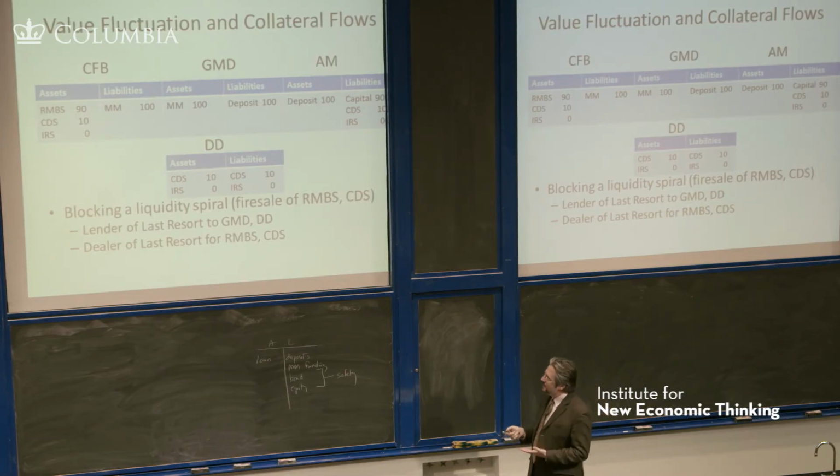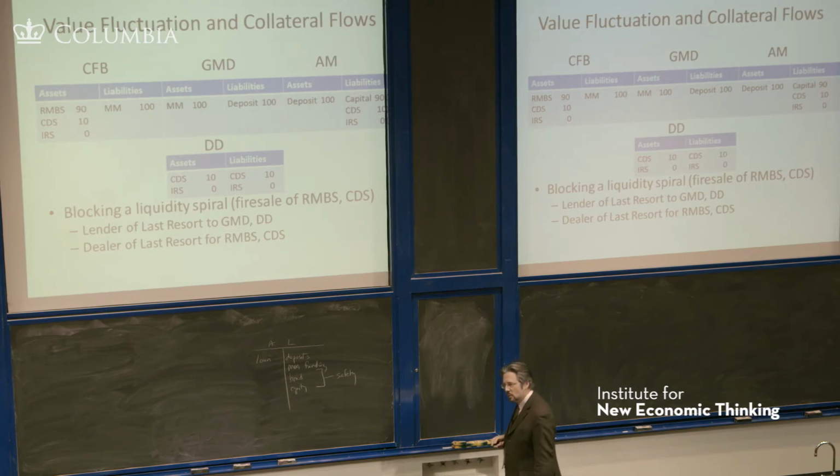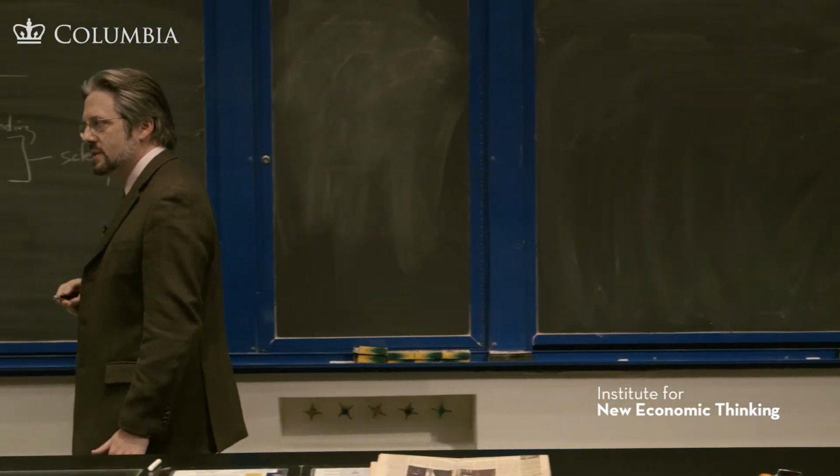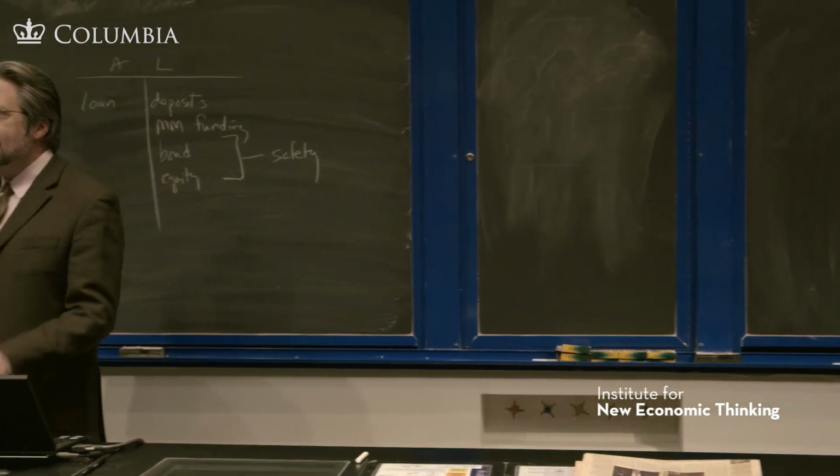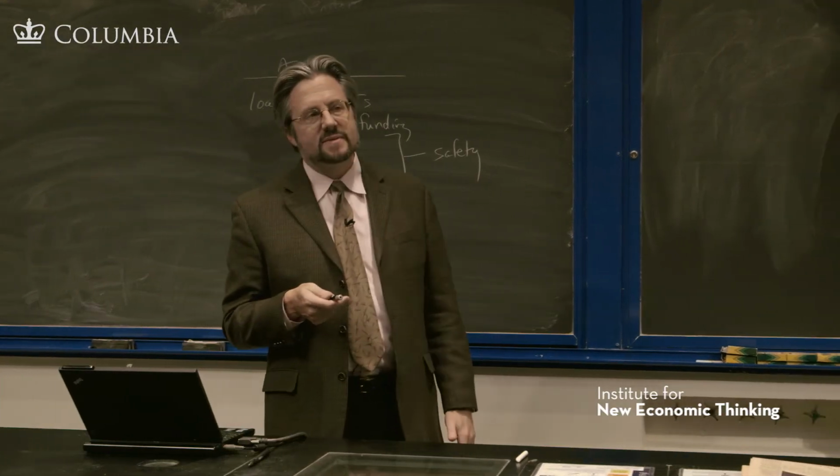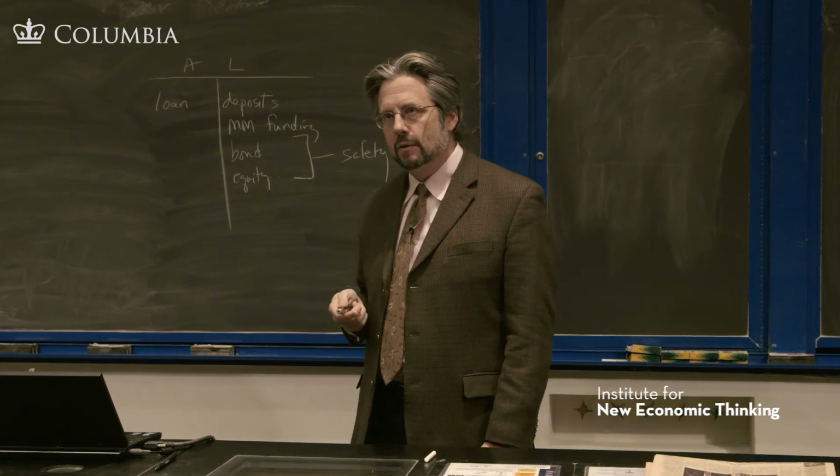Alternatively, or in a complementary way, as dealer of last resort for the underlying assets. Residential mortgage-backed securities or CDS in this way, okay? Not as a lender to the dealers, okay, but as a dealer itself in these markets, putting a floor under them in the collateral market. So this is valuation fluctuation and collateral flows.